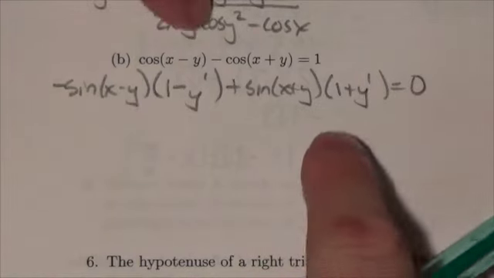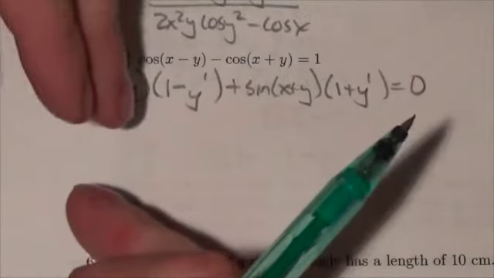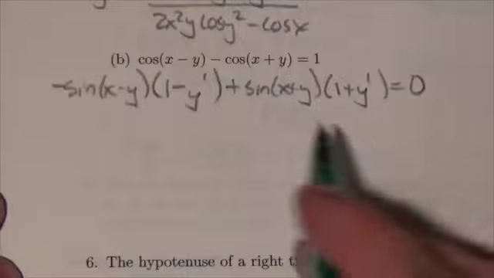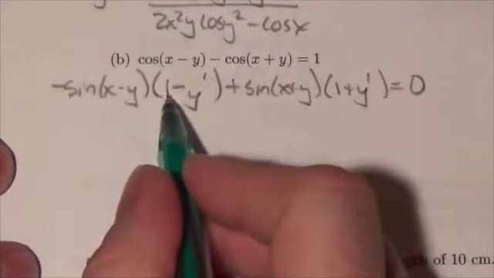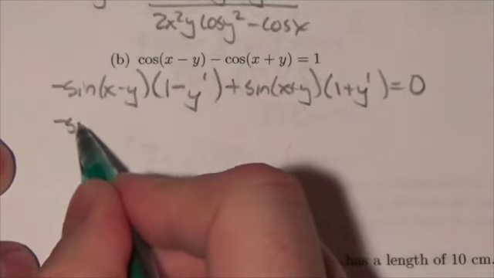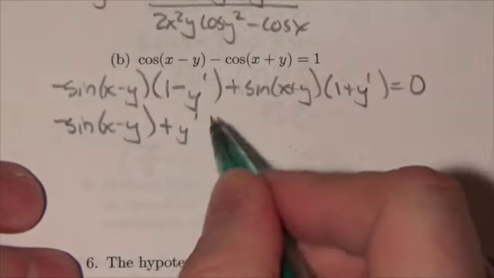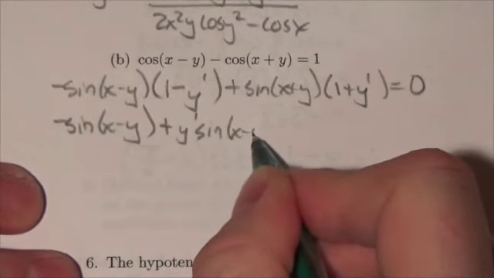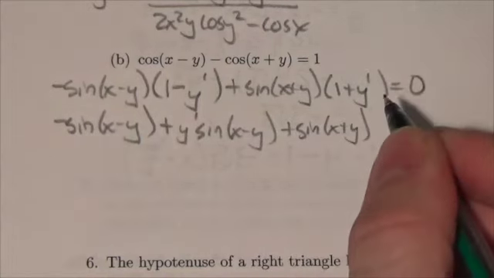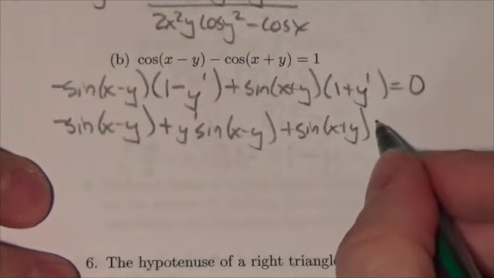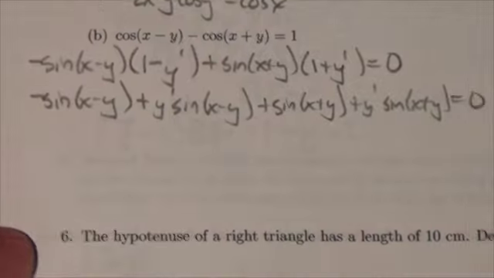So now what I want to do is get those y primed terms together so that I can factor out the y primed and then divide across what I'm left with. So I'm going to have to expand this out a little bit. This is going to get a little long, that's okay. So this is going to be negative sine of x minus y plus y primed sine of x minus y plus sine of x plus y. Then when I distribute that through, plus y primed sine of x plus y equals 0.